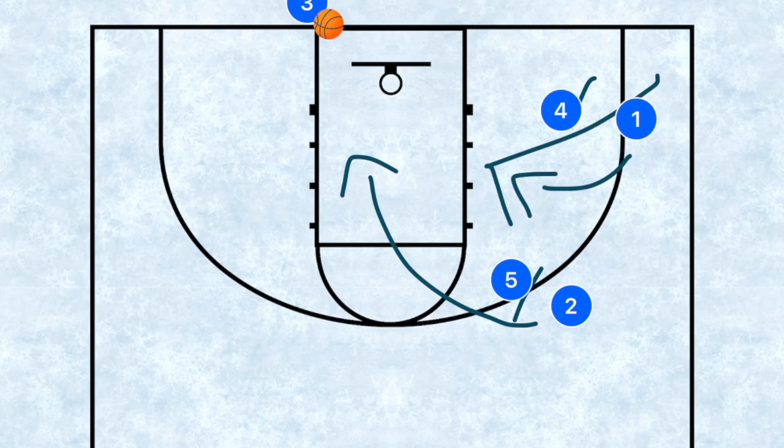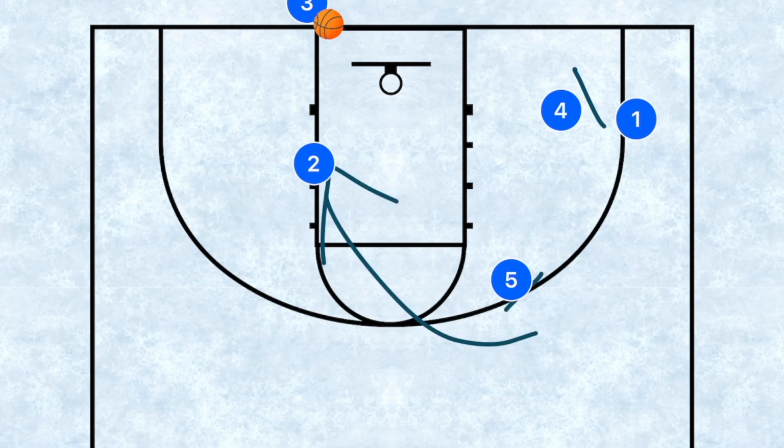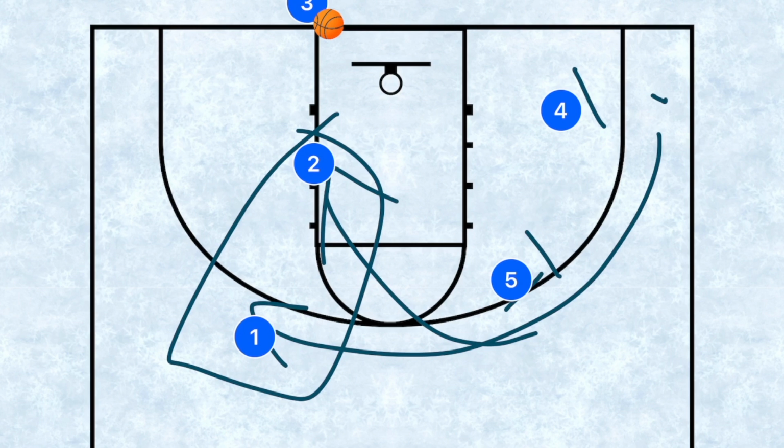Now this sometimes gets clogged up in the older age groups, so what you could do is have the back screen here, 5 turns, and then that'll be our secondary option here. This is what I prefer at the older age groups.